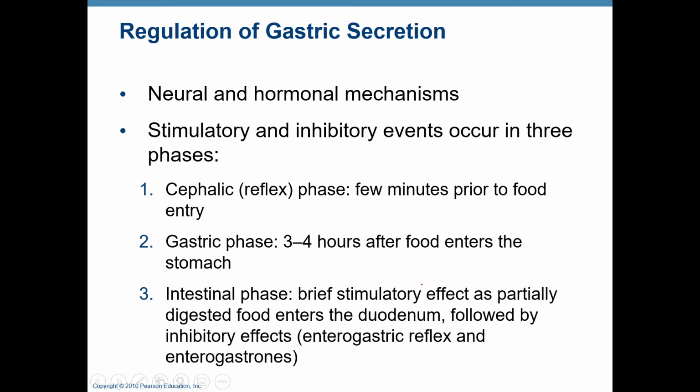Regulation of gastric secretion: how the secretion inside the stomach, gastric secretion means secretion inside the stomach, is controlled. There are three phases of gastric secretion. One is called the cephalic phase, another is called the gastric phase, and the third one is the intestinal phase. Cephalic phase is the stimulus or reflex that would cause the secretion in the stomach even before the food enters into the stomach.